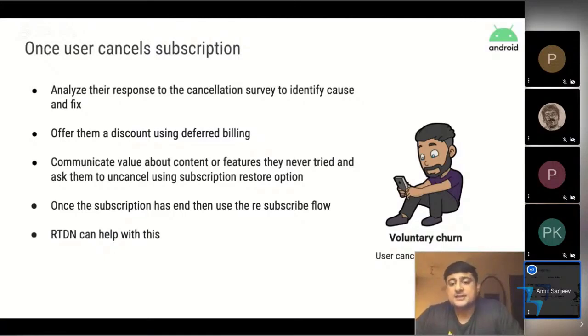And once the subscription has ended, there is also a resubscribe flow that you can actually enable for the user, and the real-time developer notification can obviously help you with some of these things.